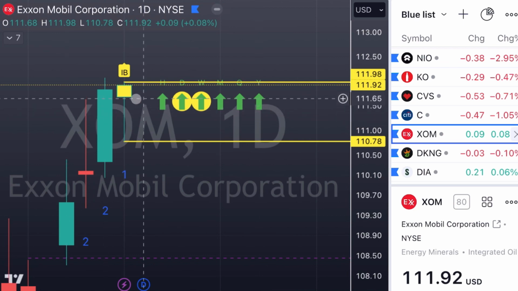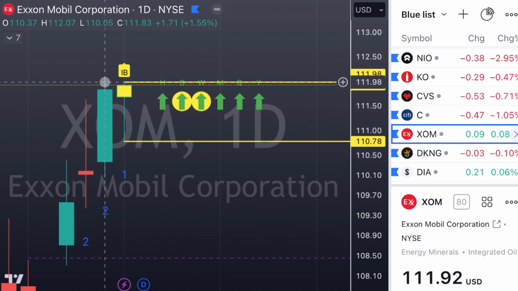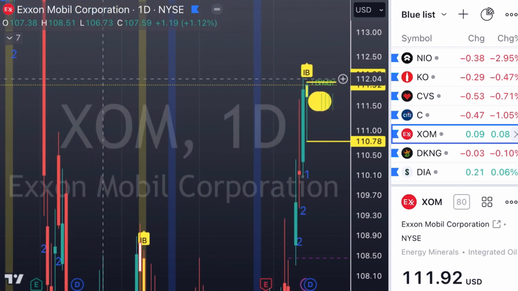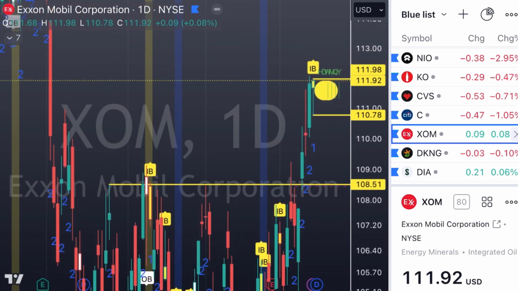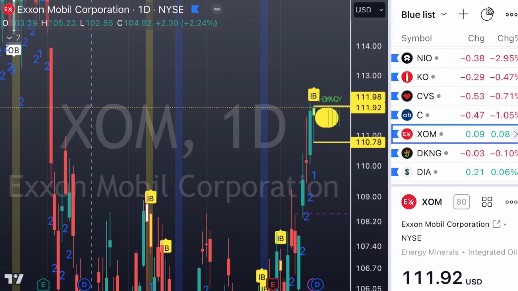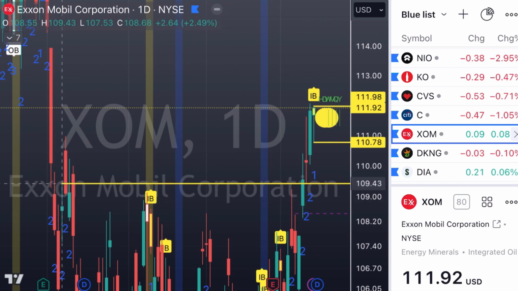So we are going to look for calls here at 111.98. Puts are still possible, okay, at 110.78. First target, top of the preceding wick, and then you just have to go back in time and find the next wick for your next target, which is substantially higher. It would probably be tough for us to hit this one here. Let me get this on there.